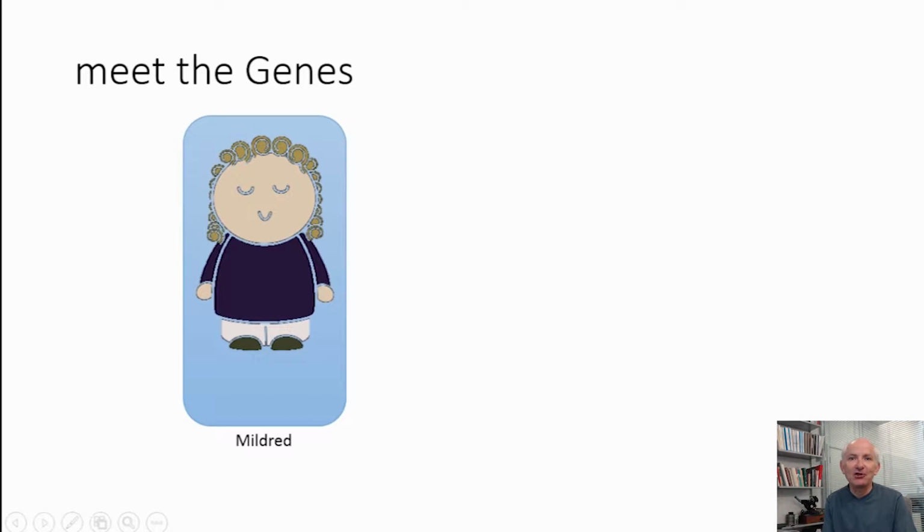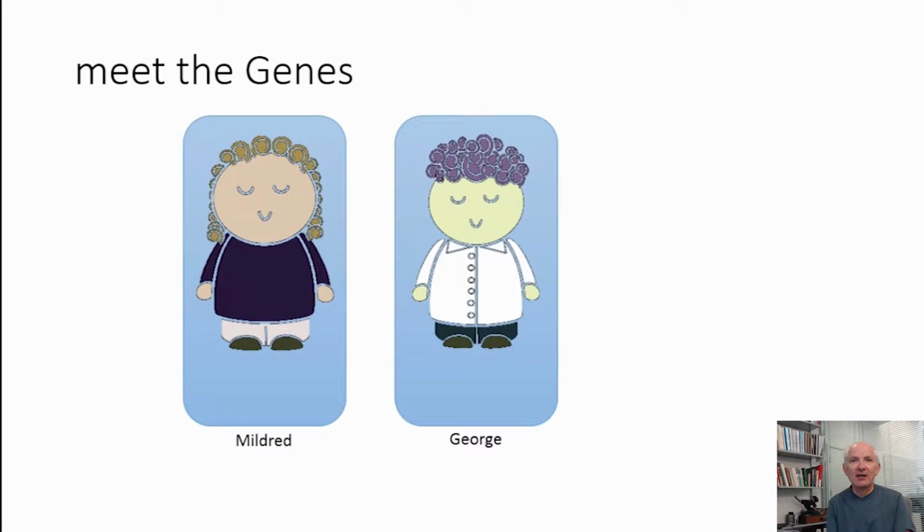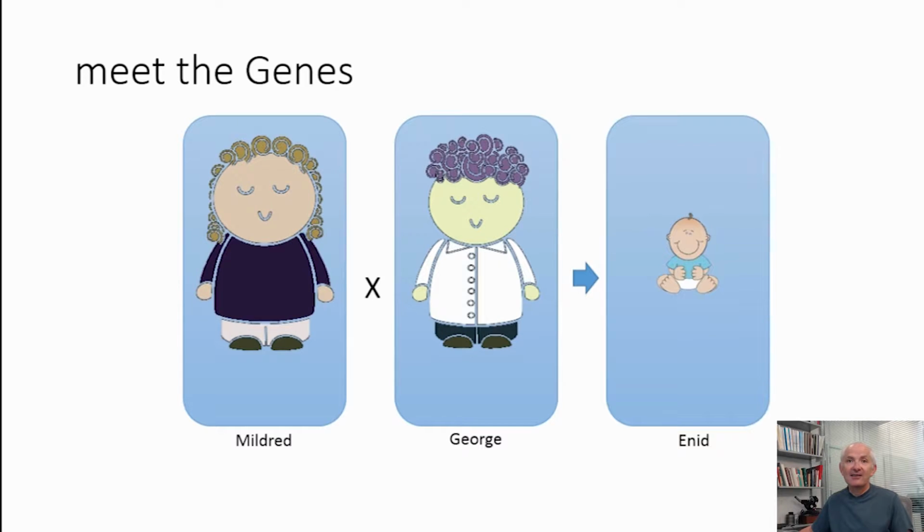So, imagine a population made up of individuals, and we're going to personify these individuals as the Jean family right now. So meet, first of all, Mildred Jean. There she is, looking very happy. And George Jean, also looking very happy. And of course, they're very much in love because they're nice people. And the result of that is their child, Enid Jean.